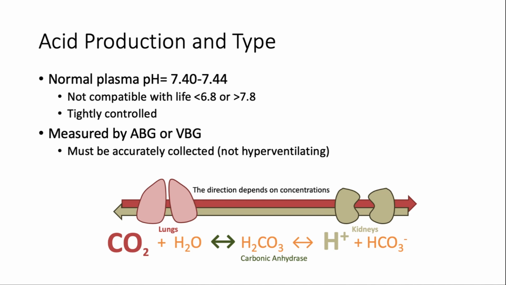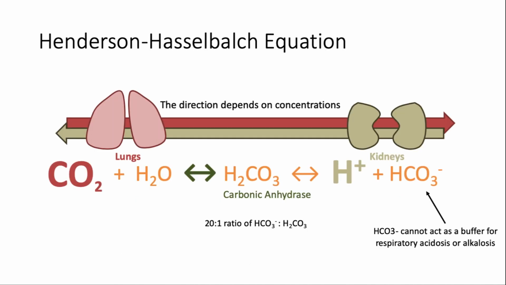Here's the equation that I want you to focus on. It's called the Henderson-Hasselbalch equation. Most of the time we try to avoid equations once we get to this level, but I really need you to understand that all of this is interrelated. First, here we have an acid, which is CO2. We have hydrogen protons, which are highly acidic, and they need to be buffered by certain bases.